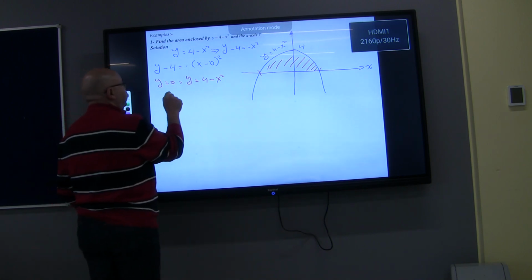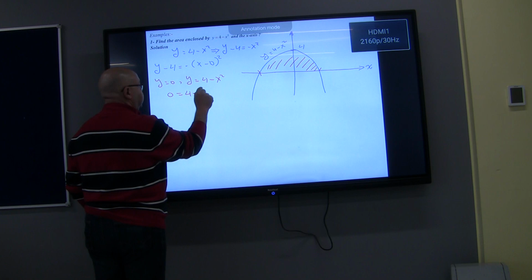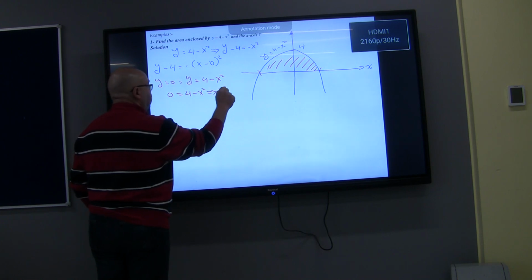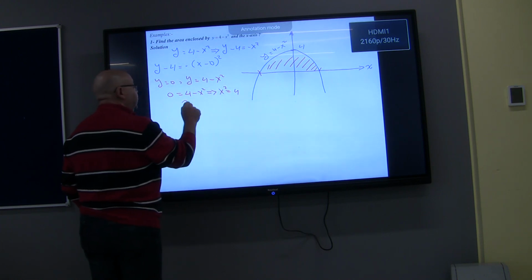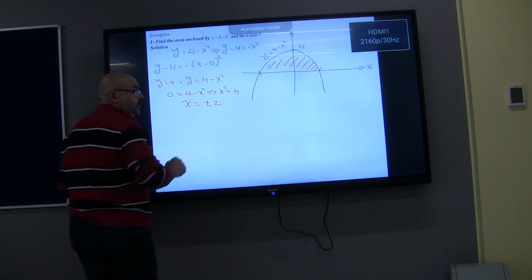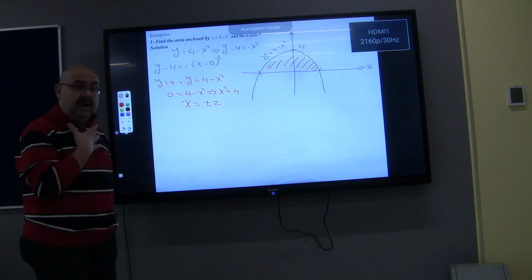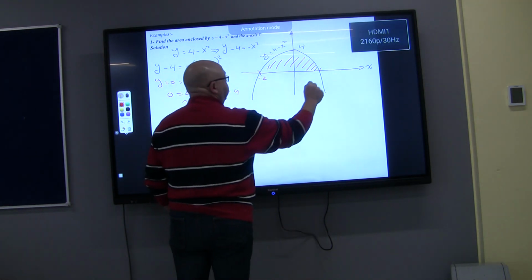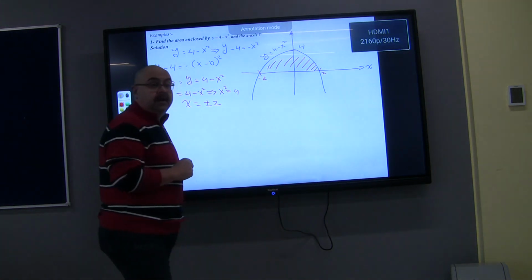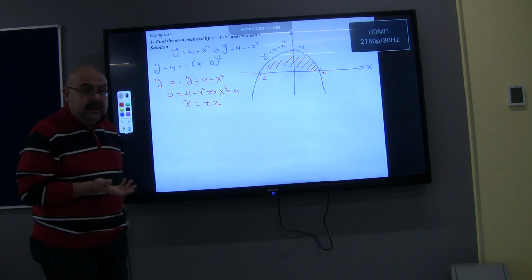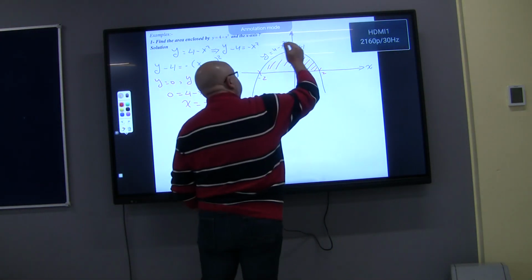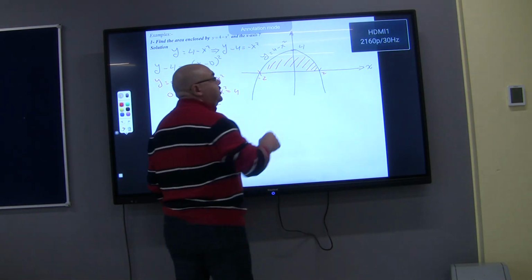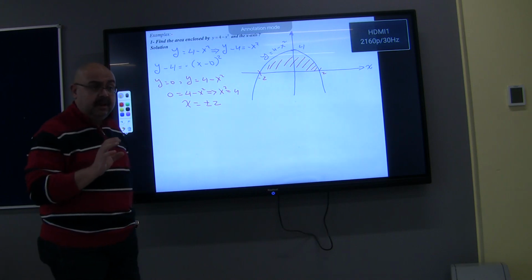So you will end up having 0 equal 4 minus x squared, which is gonna divide x squared equal 4. That's x equal to positive or negative 2. At this time I have my points. So I know that I will integrate from negative 2 up to positive 2. What will I do? I will integrate the function with respect to x, and it will give us the area that we need to find.